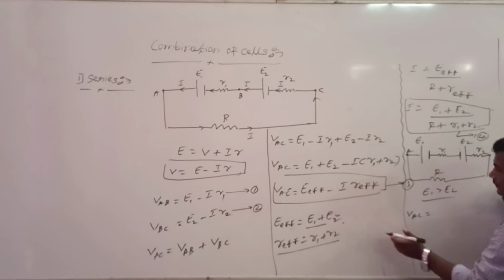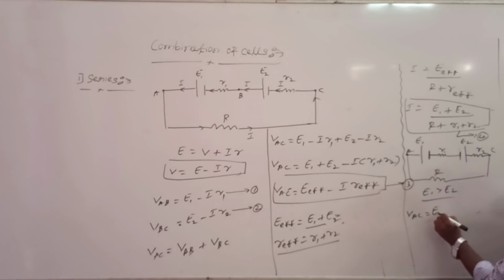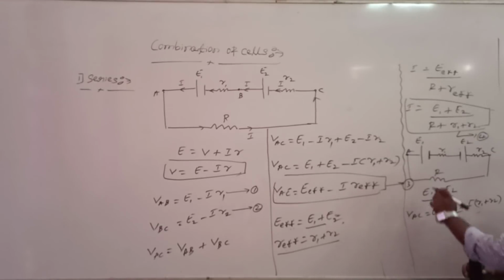VAC can be replaced. How to write VAC? VAC equals E1 minus E2 plus I into bracket. How much? R1 plus R2. Here I am taking the minus sign because the cells are wrongly connected.